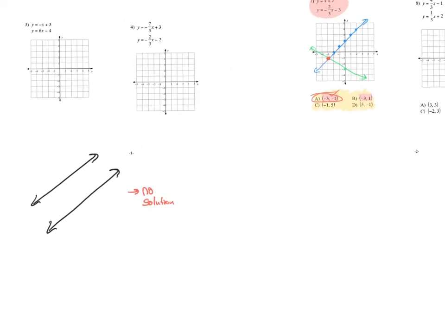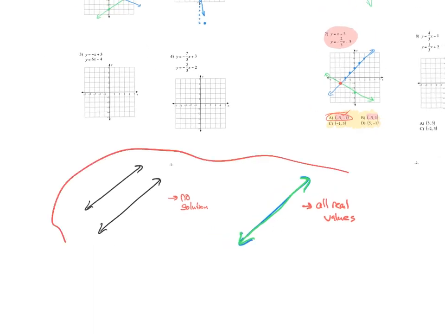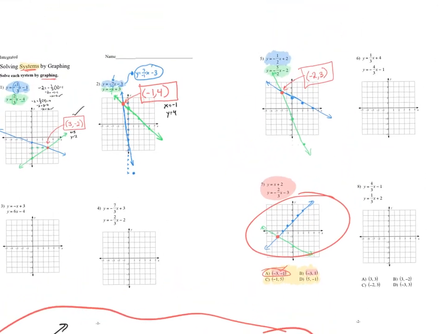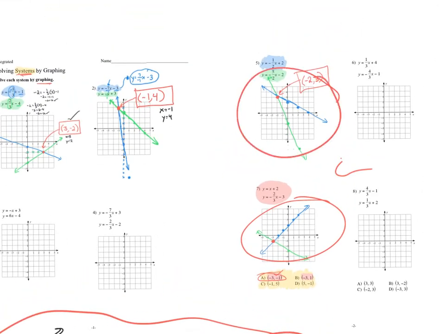Sometimes we get ones where I graph and then I graph again, and it's 2 lines right on top of each other. This is an exception called all real values, or sometimes known as infinite solutions, right? So be on the lookout for these types of problems too. Most of them that you get will be 2 graphs that cross at one point.